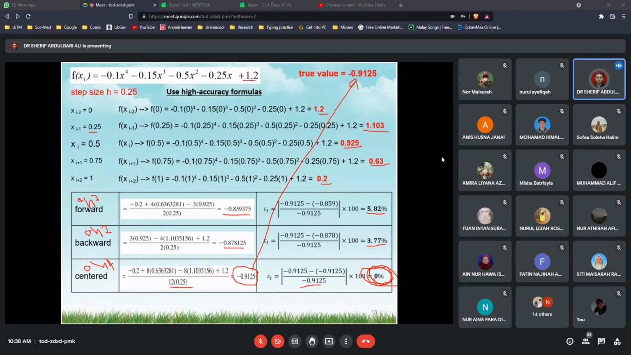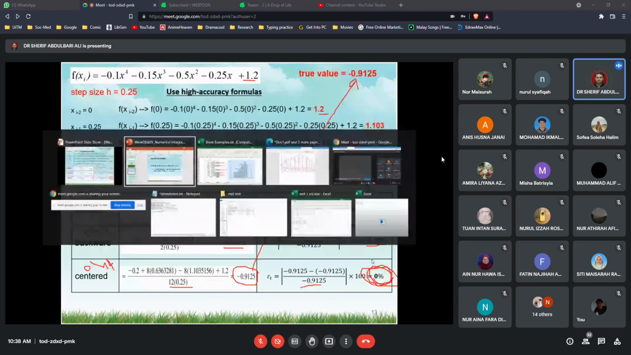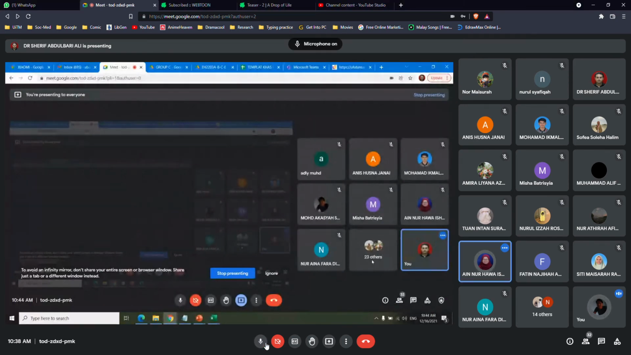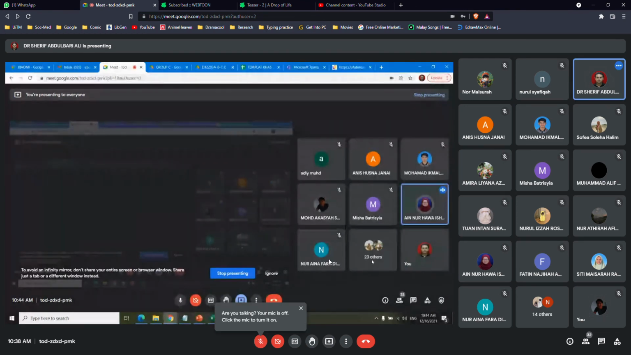If you have any questions, please do ask. If not, then we are going to move to the last method for today. Is it clear? Any questions about the center, backward, or forward? Okay, last method for today.